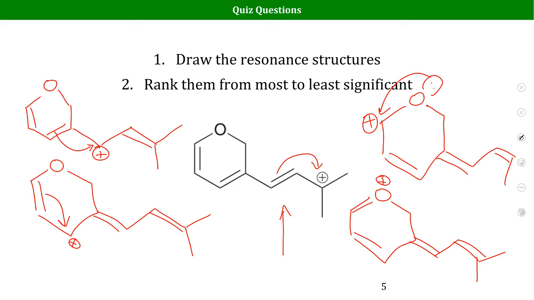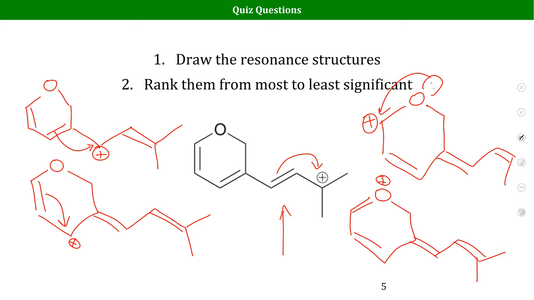So between those three that are left, which one would be the most stable? They're all going to be relatively identical because they're all secondary carbocations, and there's nothing else that I can see that would make any of them more stable than the others. What about positive charge on the carbon that's right next to the oxygen? That's what I was thinking as well.